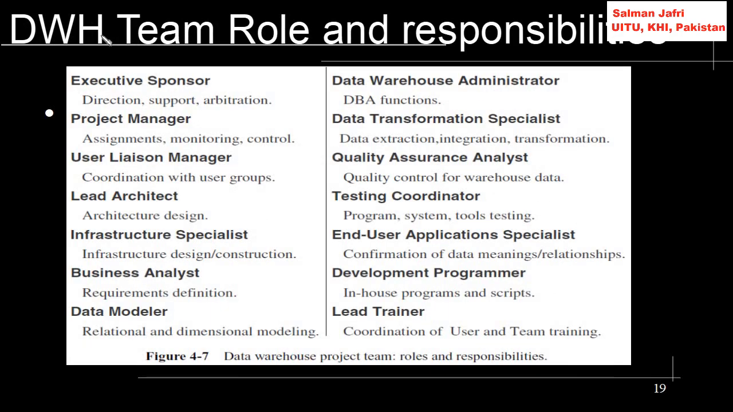Let's now look at the data warehouse team roles and responsibilities. The executive sponsor is your CEO, who is given the responsibility of direction, support, and arbitration about the data warehouse. The project manager deals with assignments, monitoring, and control. There's the user liaison manager, who carries out coordination with the user groups.